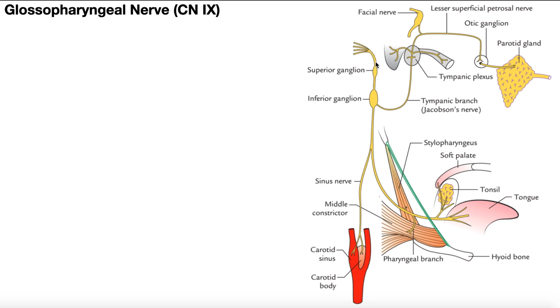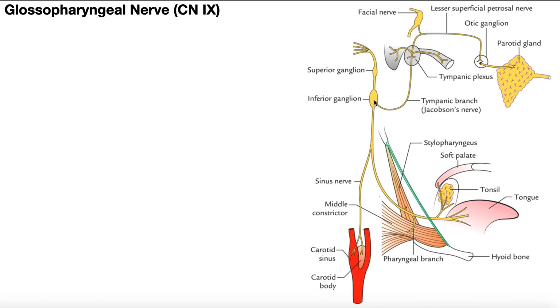Very quickly though, after it exits the jugular foramen, it gets this enlargement called the superior ganglion. Now you have to be very careful with this naming because there's also a superior ganglion associated with the vagus nerve, cranial nerve 10. So to be rigorous, we would say the superior ganglion of cranial nerve 9 versus 10. Then we get more descent here, and another enlargement that's bigger than the superior ganglion. This one is the inferior ganglion.